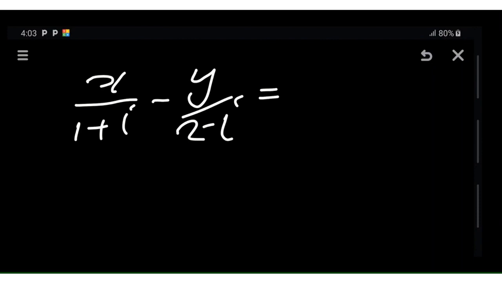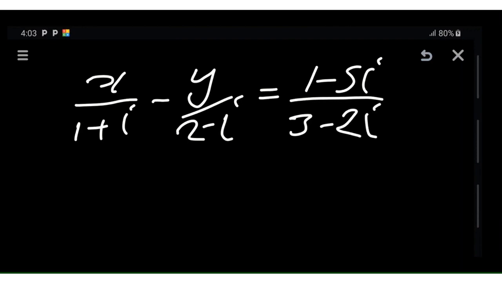x over 1 plus i minus y over 2 minus i is equal to 1 minus 5i over 3 minus 2i. So here we can start with finding the denominator.